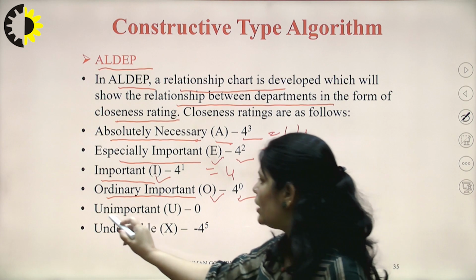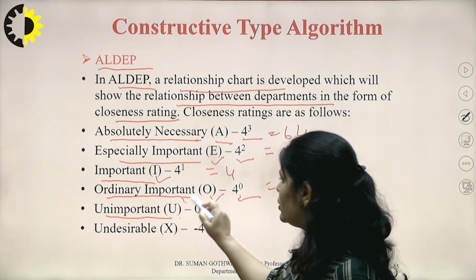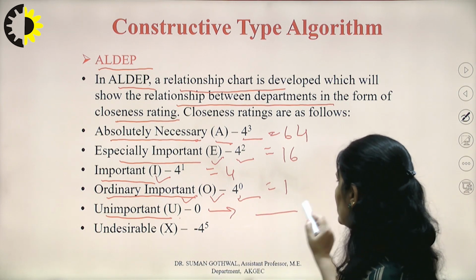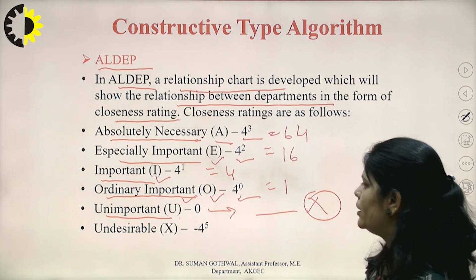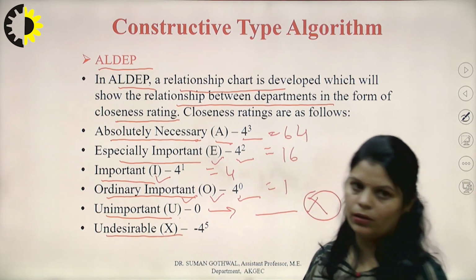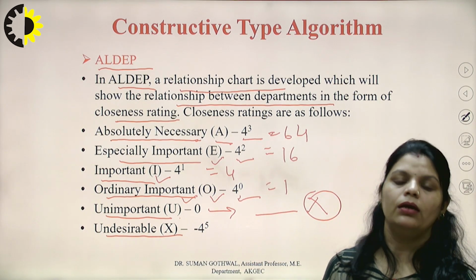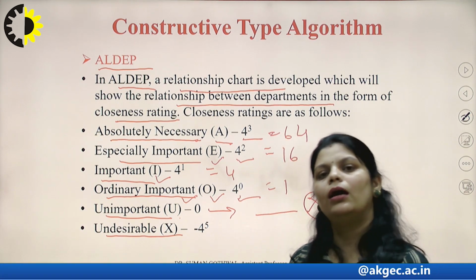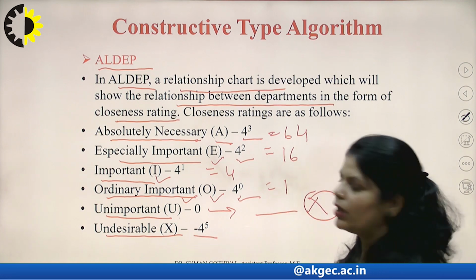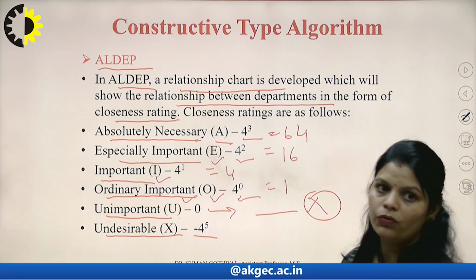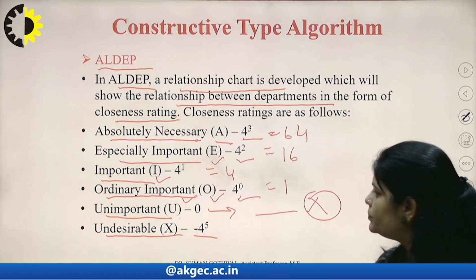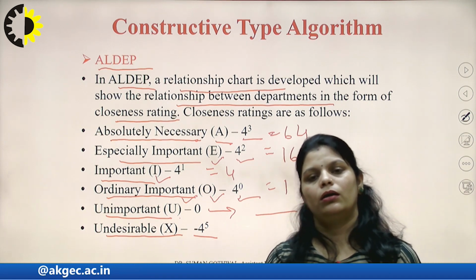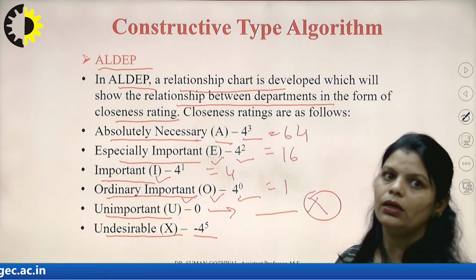Clear? Then we have the unimportant. Unimportant, we use the symbol U for that, and its value is 0. Means the two departments are not related to each other, and this is the undesirable. Okay, it is not desired to place two particular departments close to each other. These are undesirable. So we give it the value -4 to the power 5. Clear? So these are the closeness rating, which will show the relationship between the departments.